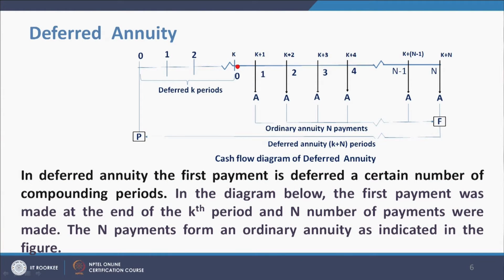Deferred annuity. Here we see that the first payment is deferred to the end of the kth period. In a deferred annuity, the first payment is deferred a certain number of compounding periods. In the diagram below, the first payment was made at the end of the kth period and n payments were made. The n payments form an ordinary annuity as indicated in the figure.